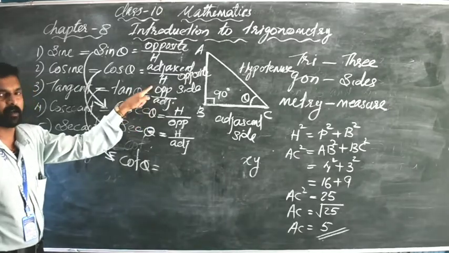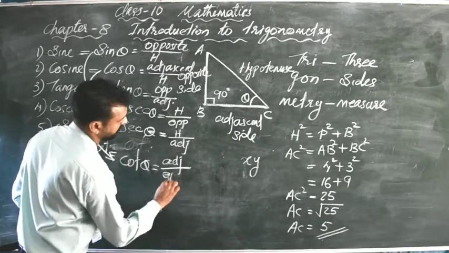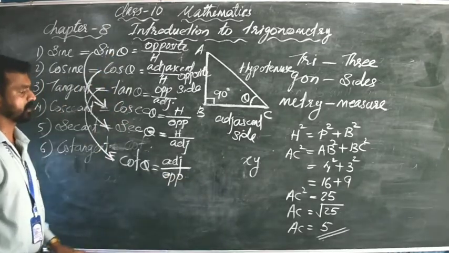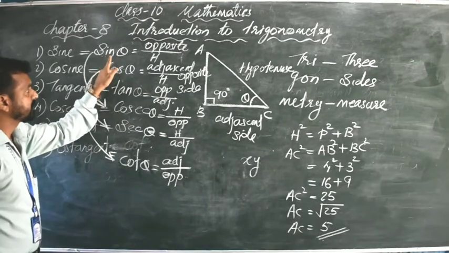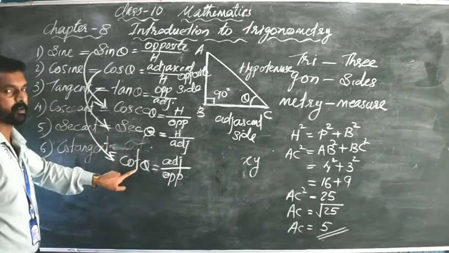Adjacent side divided by opposite side. Cot theta is equal to adjacent side divided by opposite side. These are the 6 trigonometric ratios. So remember, sin theta, cos theta, tan theta, cosec theta, sec theta and cot theta.